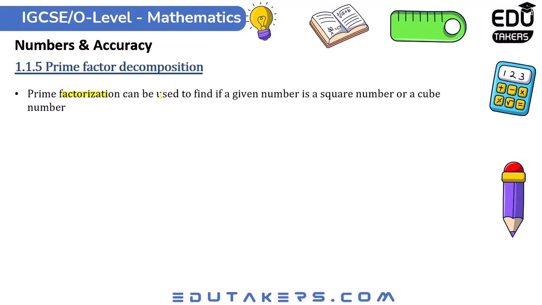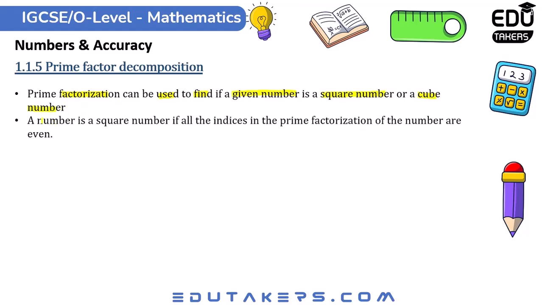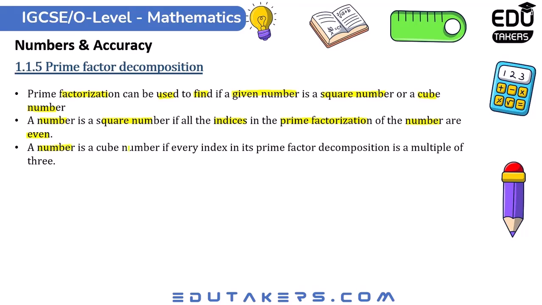Prime factorization can be used to find if a given number is a square number or a cube number. A number is a square number if all the indices in the prime factorization of the number are even. And a number is a cube number if every index in its prime factor decomposition is a multiple of 3.